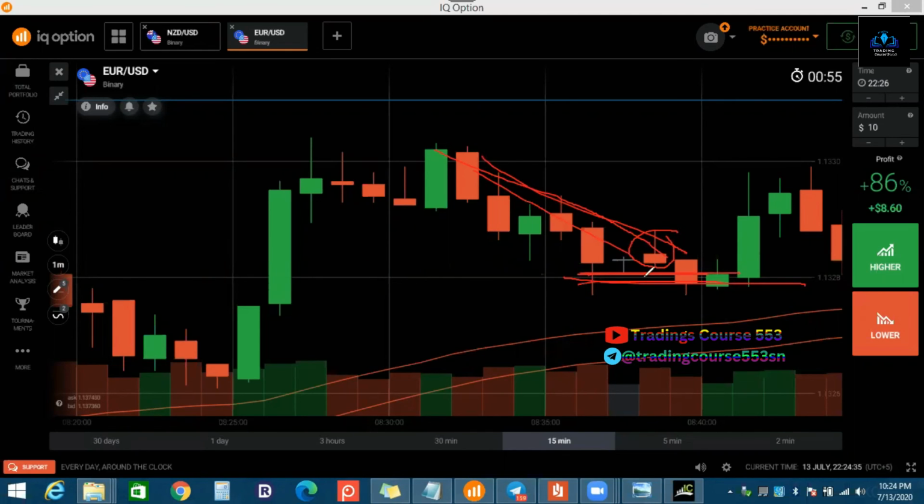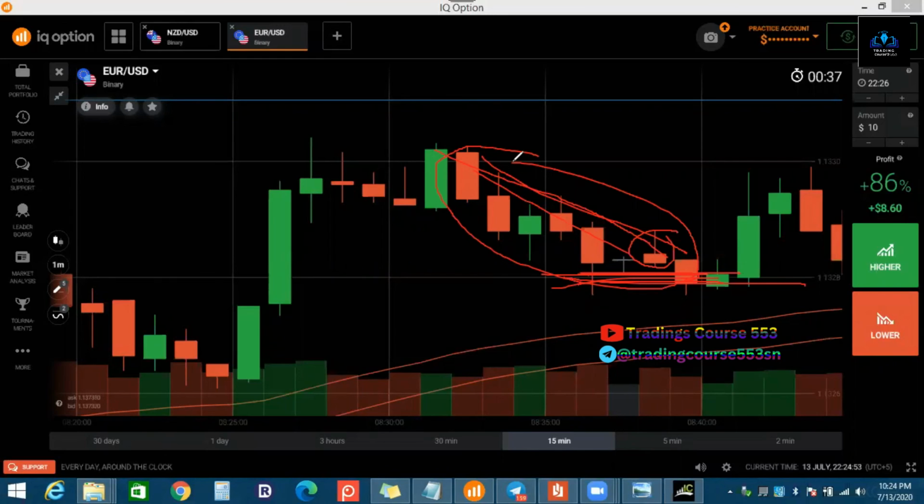This support will be broken because there is momentum. So what does the study of momentum show? If the momentum is losing, the trend will change direction. If the momentum is increasing, it will break all the walls. It will break all the support and resistance. Yes, so that is the main thing.